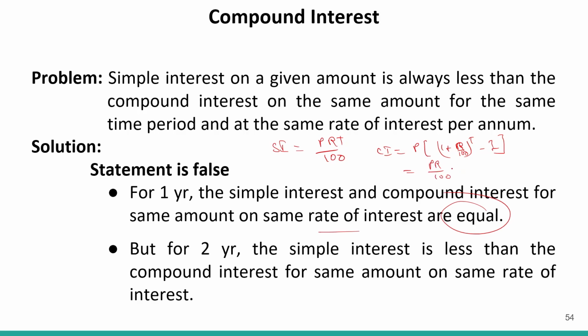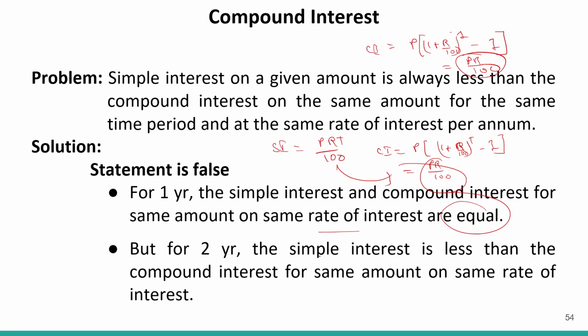So CI is equal to what? This is what here. So CI will be P into 1 plus R by 100 whole power 1, right? So this much minus 1. So this will be equal to what? P. Okay. So P minus P is equal to what? It gets cancelled out. So P R by 100 is remaining right here. So as you can see, SI and CI are same if T is equal to 1 year.